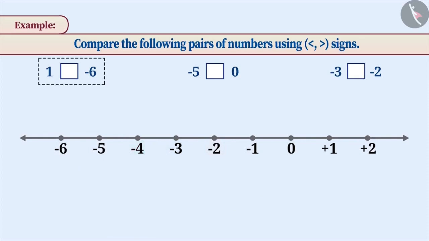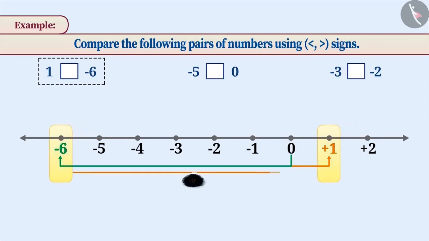Now let's compare 1 and minus 6. In order to do this, we will represent them on a number line. The number plus 1 is marked 1 place to the right side of 0, and minus 6 is marked 6 places to the left of 0. As you can see, the number 1 is to the right side of minus 6. Therefore, 1 is the larger number and minus 6 is the smaller number. Remember that the face of the sign is always towards the larger number.